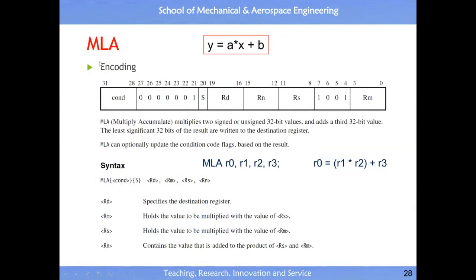Then for multiplication, we have an additional instruction, which is called MLA. This allows you to do multiplication with accumulation. That means multiply plus accumulate. This is why we call it multiply plus accumulate. Okay, so the result is written back to another register. Therefore, you must have 3 inputs, 1, 2, 3, then 1 output. Okay, so the syntax is like this. It's R1 times R2 plus R3, and the result will be stored into R0. Okay, the syntax is like this, it's quite straightforward.